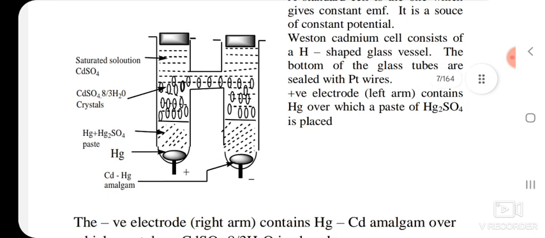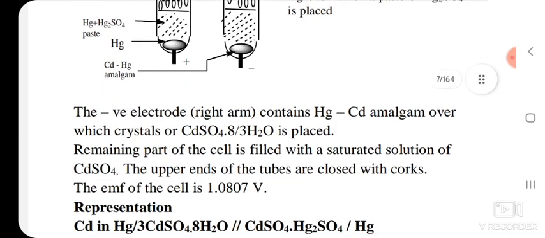Hg2SO4 is placed. The negative electrode, right arm, contains Cd-Hg amalgam, over which crystals of CdSO4.8/3H2O are placed. The remaining part of the cell is filled with a saturated solution of CdSO4. The upper ends of the tubes are closed with corks. The EMF of the cell is 1.0807 volts.